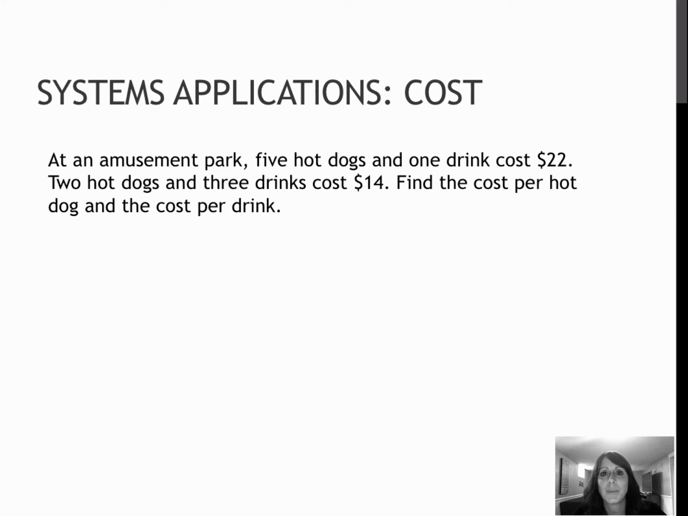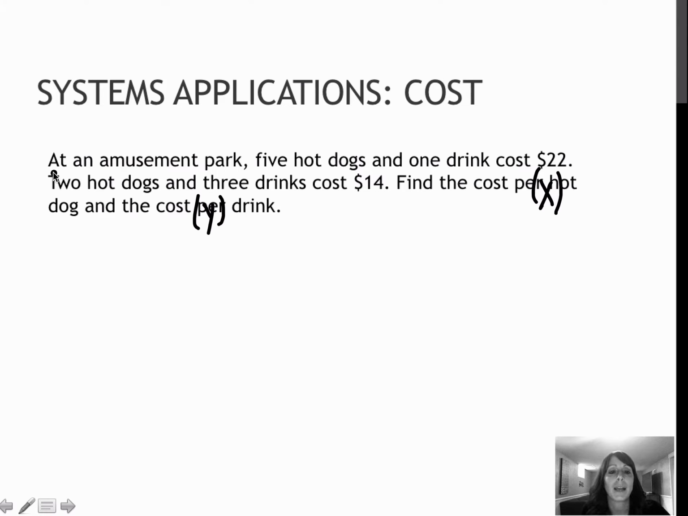For the next example, it's not a profit cost question. This one is asking simply for the cost of 2 different items. So in a question like this, I find it helpful to assign a variable. Here it says find the cost per hot dog and the cost per drink. I'm going to let X represent the cost per hot dog and Y represent the cost per drink, so that when I'm writing my equations, I can simply replace cost per hot dog with X.